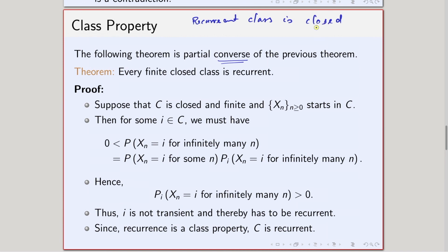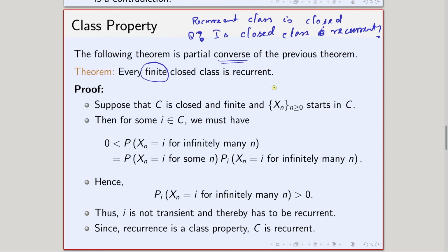Now the natural question is: is a closed class recurrent? That is the question, and this theorem answers it partially. It basically says that not every closed class, but if the closed class is finite, then it is recurrent. Every finite closed class is recurrent. So it does not completely answer the question of whether a closed class is recurrent, but partially it answers that if the closed class is finite, then it has to be recurrent. That is the main point of this theorem, and let us now move to the proof of the theorem.